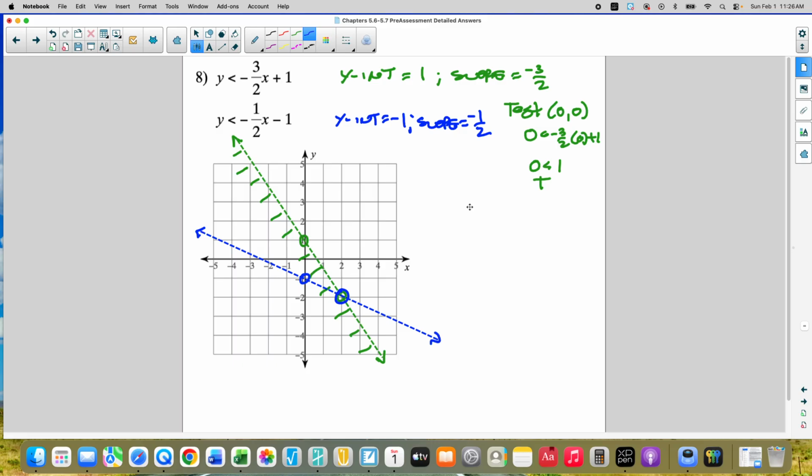Okay, let's test the point. 0, 0. And we get 0 is less than -1/2 times 0 minus 1, is 0 less than -1? 0 is not less than. That's false. So 0, 0 is false. So we're going to shade this side of it.